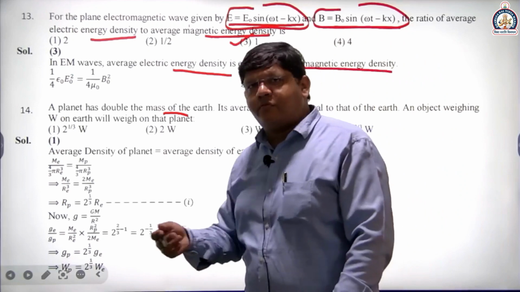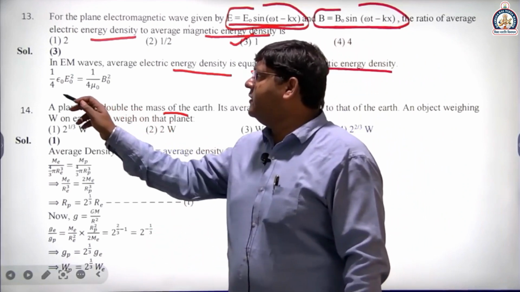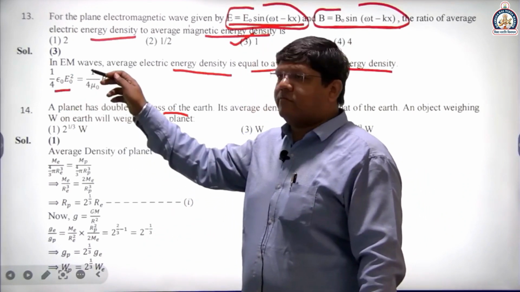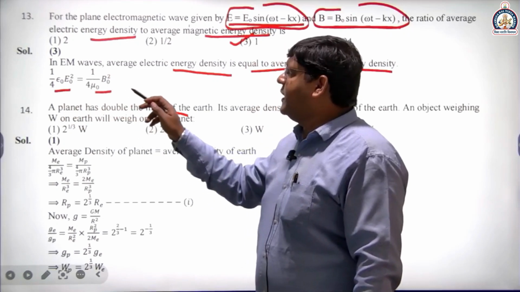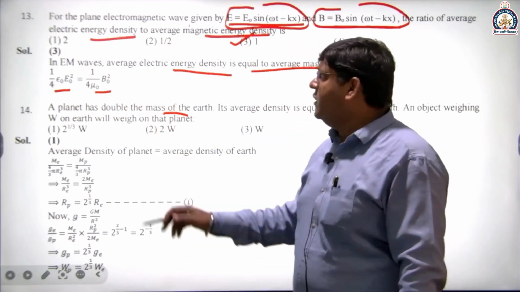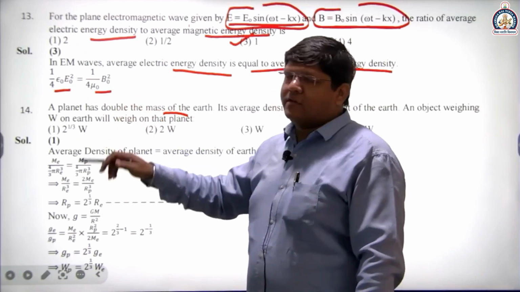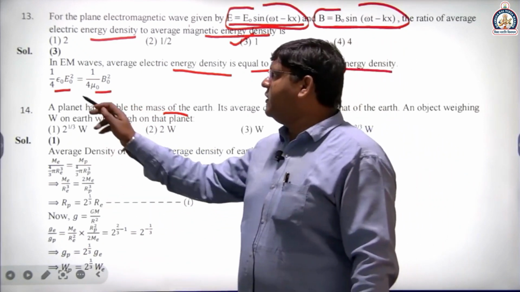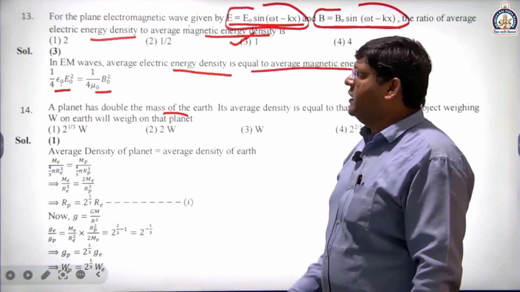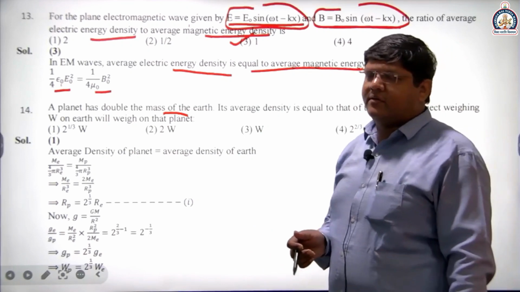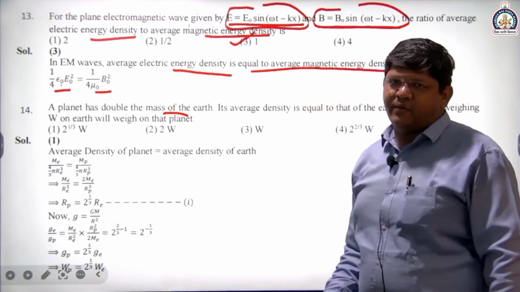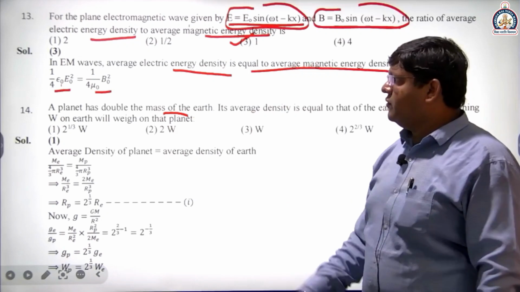And in terms of formula, the formula for electric energy density is 1 by 4 epsilon naught E naught square, and the formula for magnetic energy density is 1 upon 4 mu naught B naught square, where mu naught is the constant for magnetic field and epsilon naught is the constant for electric field. For an electromagnetic wave, both these are equal in magnitude, that's why the ratio will be 1:1.